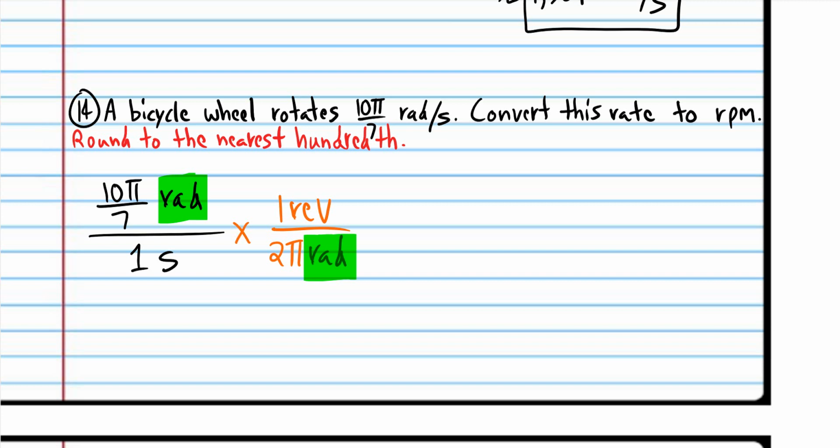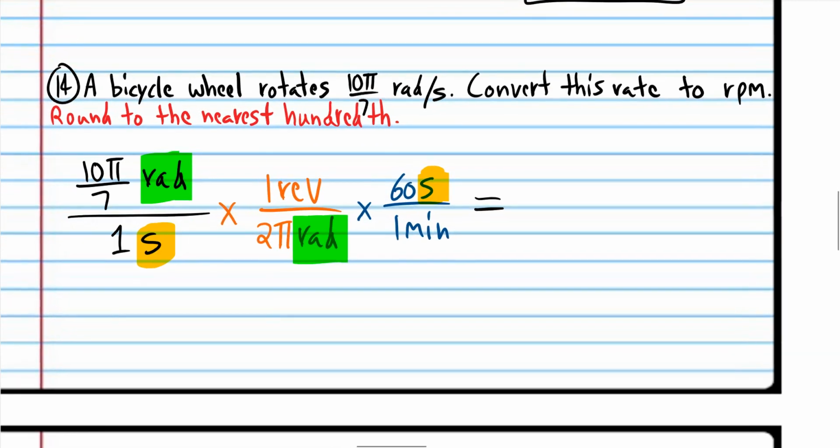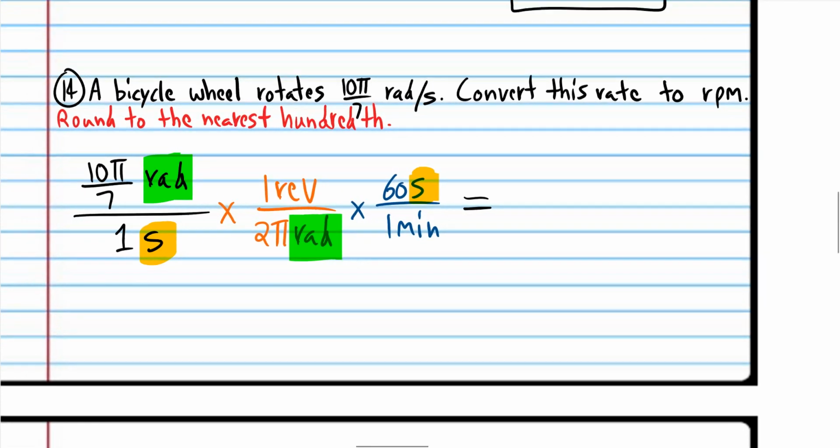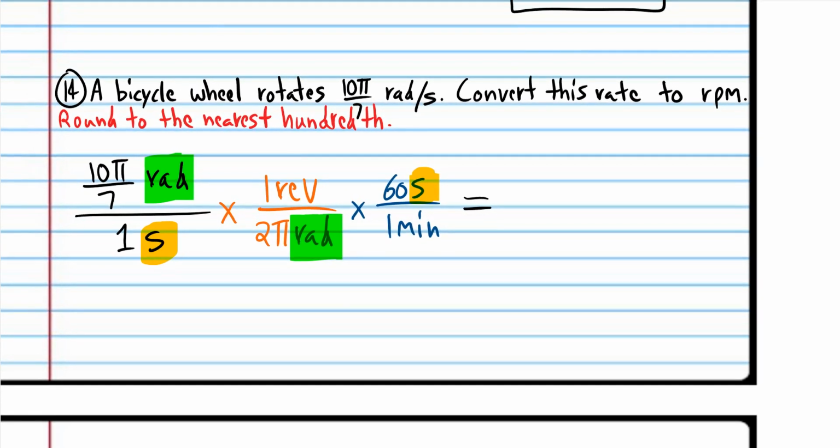So what we did there is we converted from radians to revolutions. So now I'm going to convert from seconds to minutes, and I want the seconds in the numerator and the minutes in the denominator because, again, that'll ensure that the seconds cancel out. Again, that's how you know that you're doing this properly. It takes a little practice to get these problems down, but that's okay.